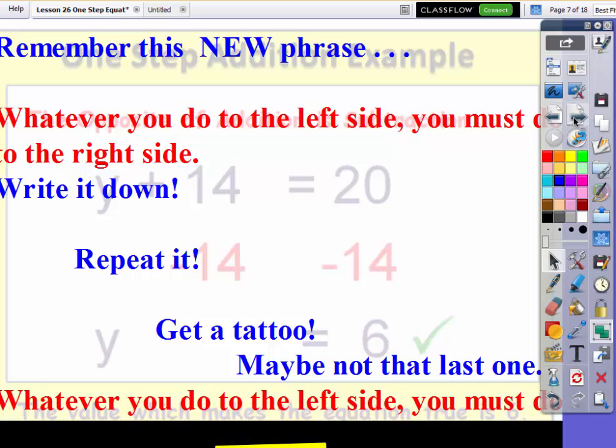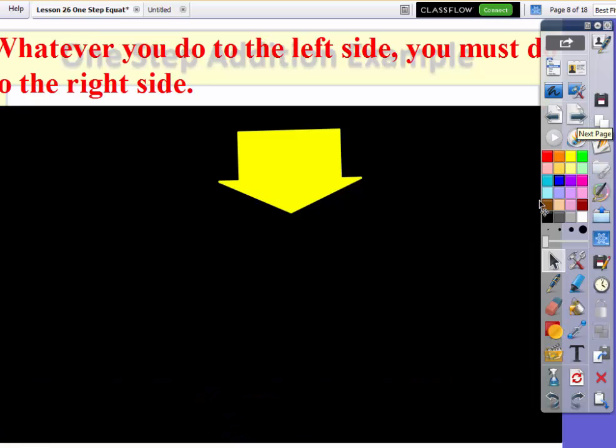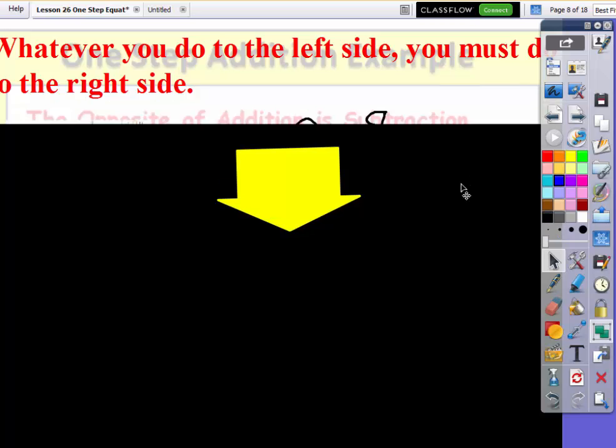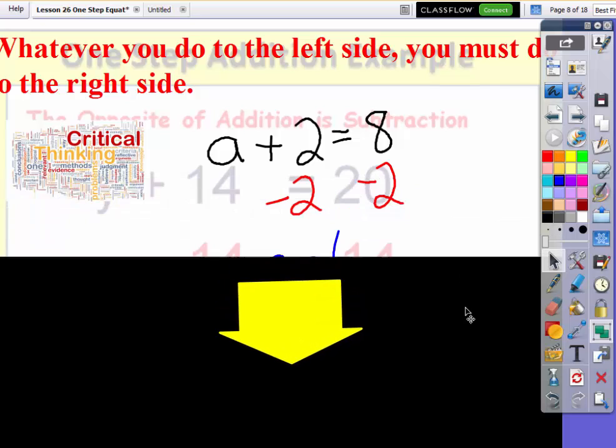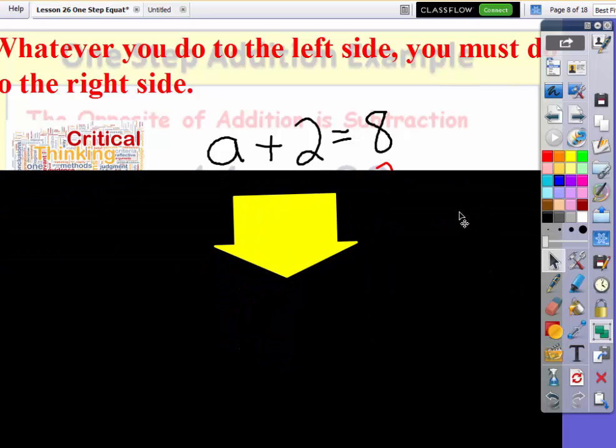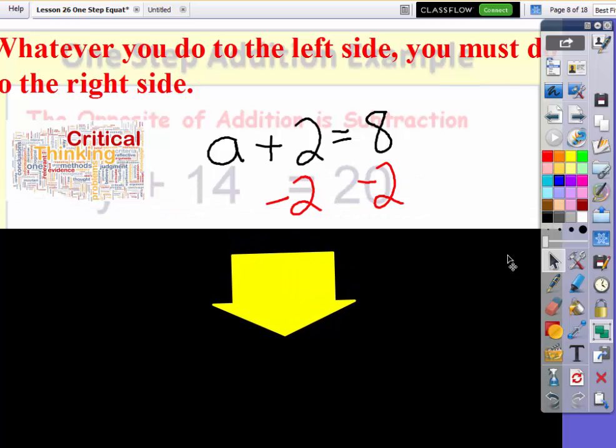Whatever helps you remember. So here we're going to use that phrase we just remembered. Whatever you do to the left side, you must do to the right. To solve it a little bit easier, I have my expression a plus 2 equals 8, and here I'm going to apply it. Whatever I do to the left side, I must do to the right. What I want to do is I want to do something called isolating the variable. Meaning I want this a all by itself.